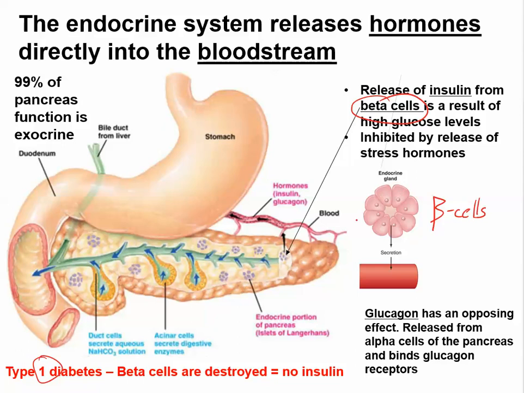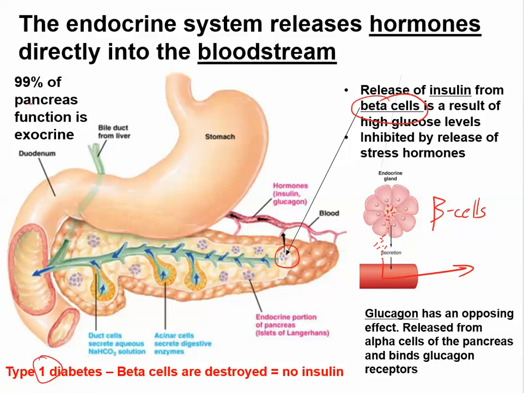So if we pretend we blow up part of one of these little islets here, we could see that there are a bunch of beta cells, and these beta cells are excreting insulin, and that insulin will move through the extracellular fluid into the blood, where it's whisked away and it has its effects, which we'll talk about next.